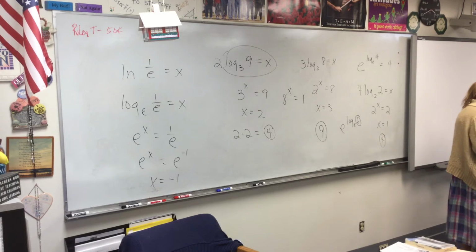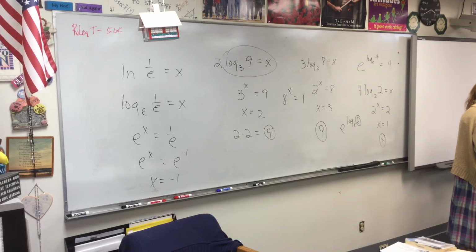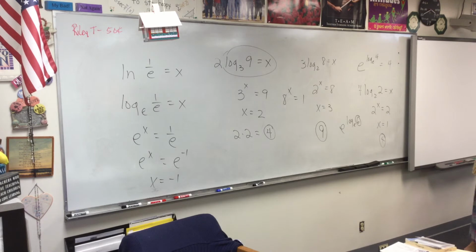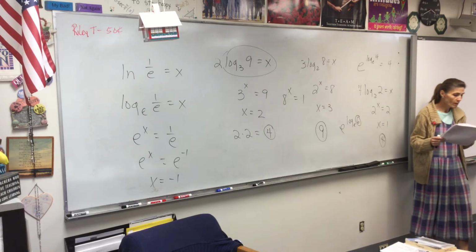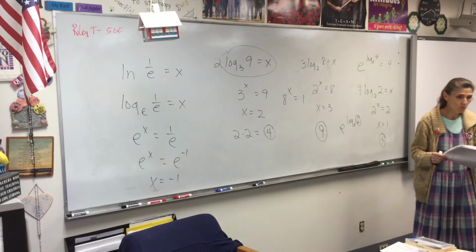Now what about B? ln 12. So I use my ln button. 2.4849.